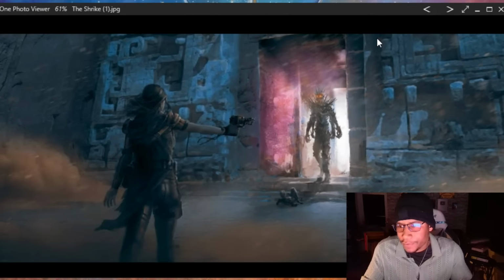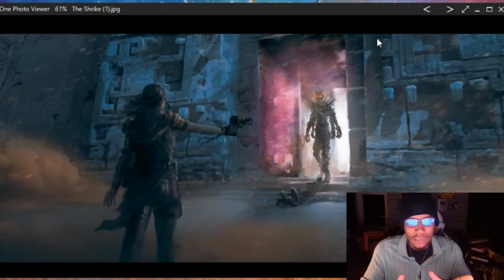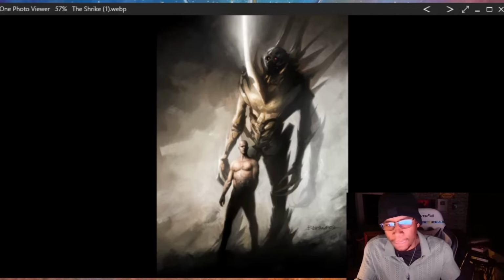No one knows why they're there. The Shrike is also called the Lord of Pain by those who worship it, right? And here is a description of the Shrike from the book.